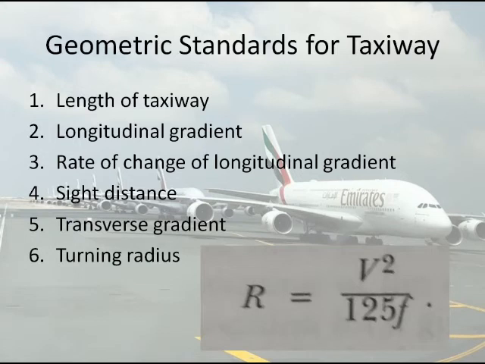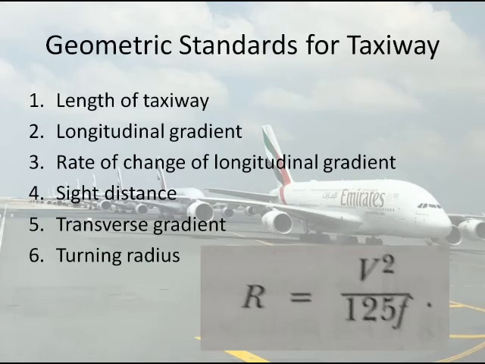With respect to sight distance, the recommendations of ICAO are as follows. First, for A and B type of airports, the surface of the taxiway should be visible for a distance of 195 meters from a point 2.10 meters above the taxiway. Second, for C, D and E type of airports, the comparable dimensions are 300 meters and 3 meters. The FAA does not specify sight distance for the taxiway.